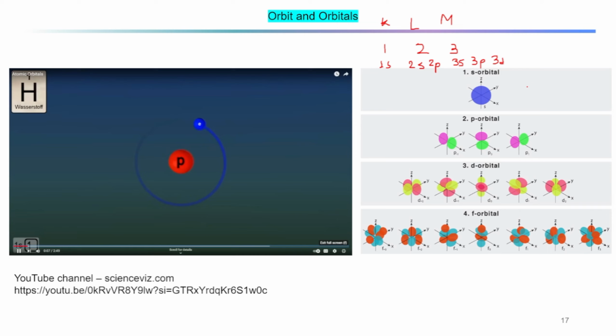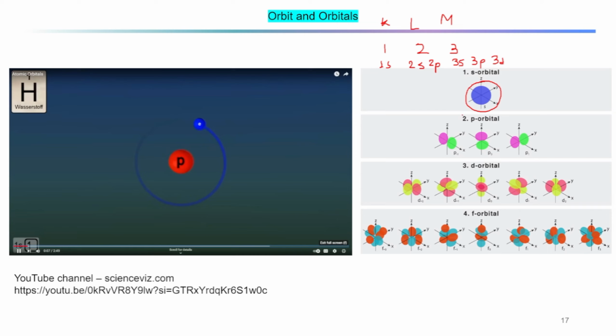Now, let's see the shape of the s orbital. The s orbital is spherical in nature. This is the shape of the s orbital. The electron density is almost the same in all directions, and it takes the shape of a sphere. Now, this is for 1s. If you go to 2s, that will be a bigger sphere compared to 1s. Similarly, 3s will be a much bigger sphere.